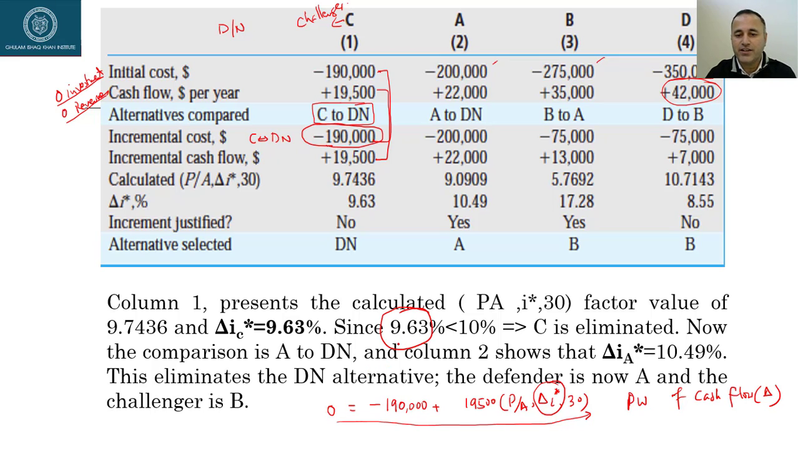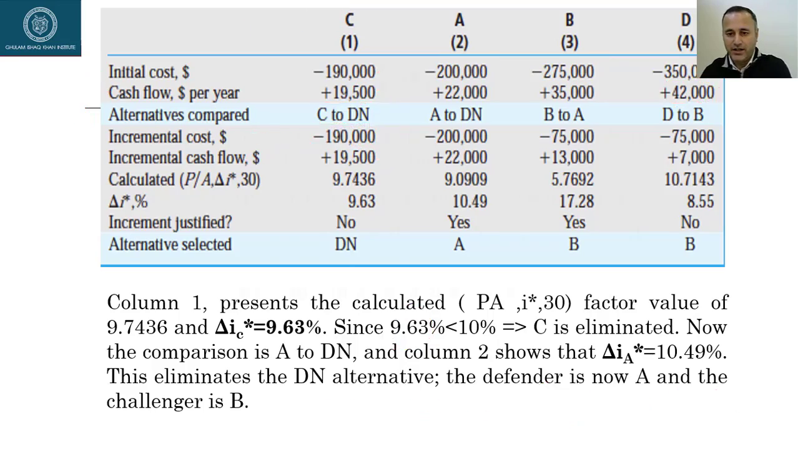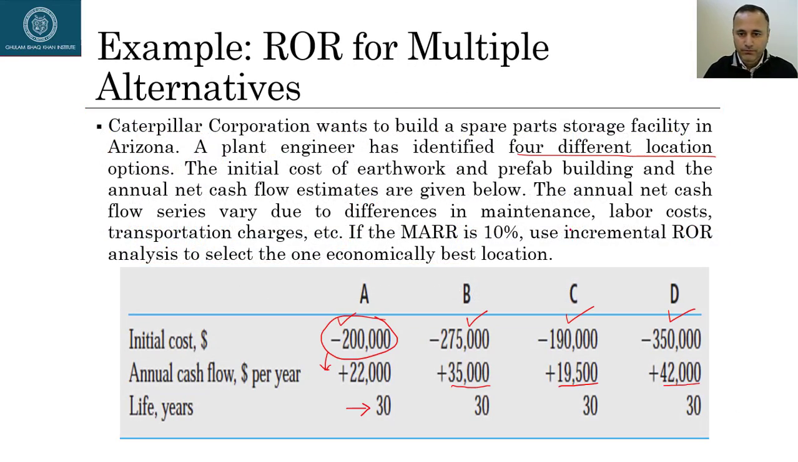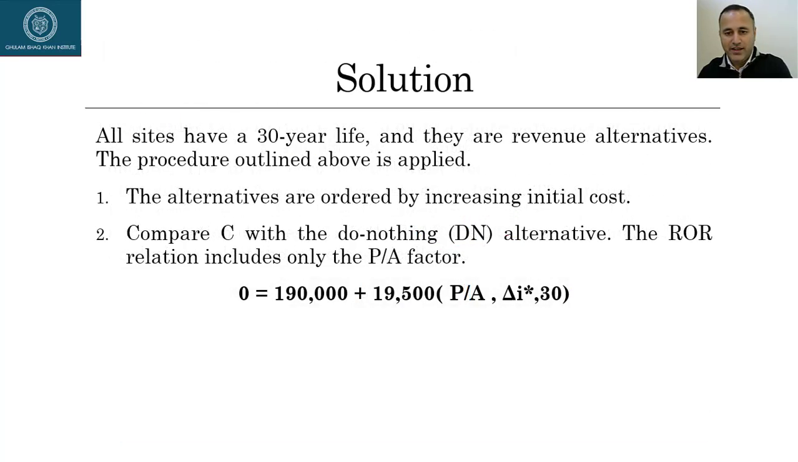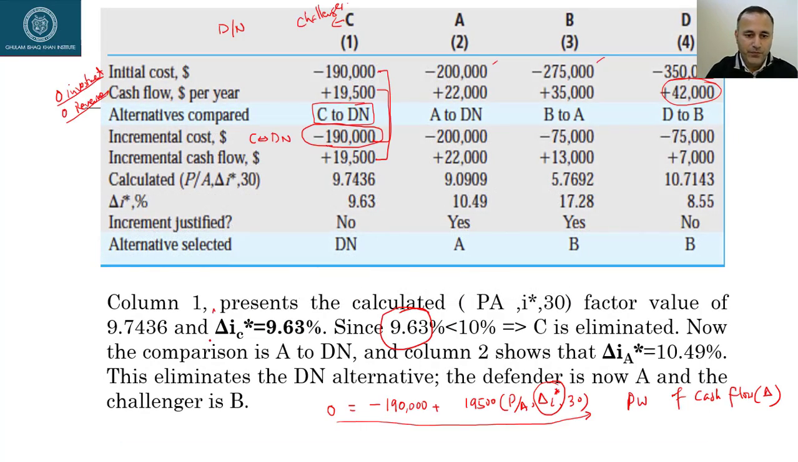Now my next task is to compare the incremental cash flow with MARR. MARR in this question was 10%. As you can see, the IRR associated with the incremental cash flow is 9.63, which is less than MARR. It means that C is eliminated. If I compare C with do nothing, I prefer do nothing, because the IRR of my incremental cash flow is less than MARR.